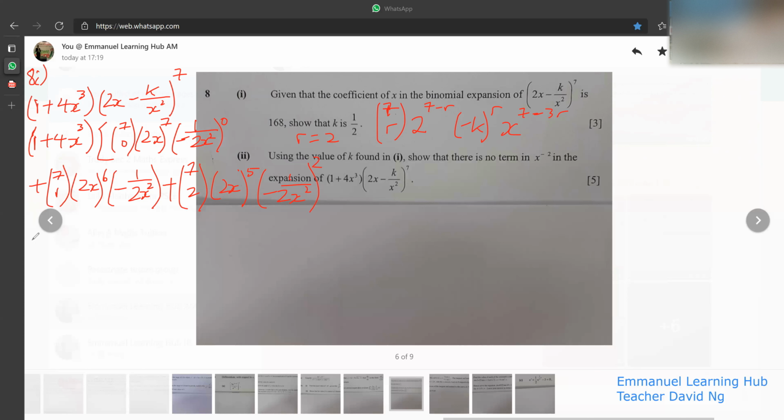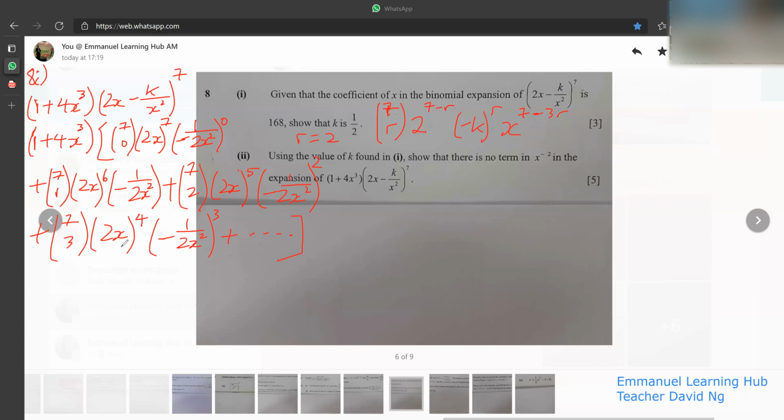Then plus 7 C 3, 2x power 4, and so on. If you know what you're doing, you just write dot, dot, dot. You understand? Plus dot, dot, dot. Then you close the bracket. Yeah.